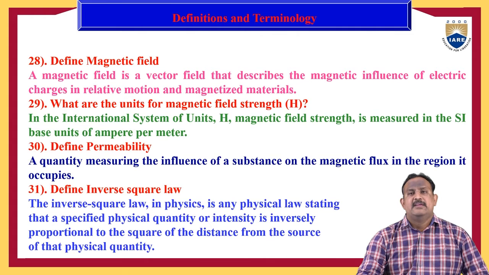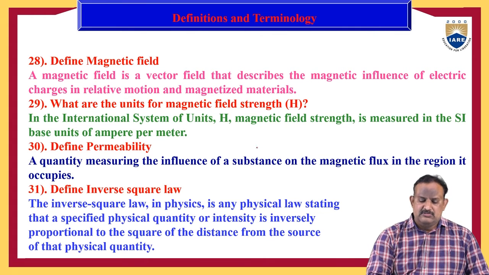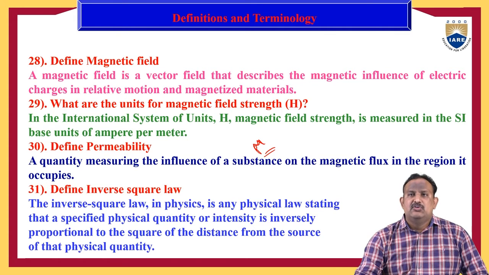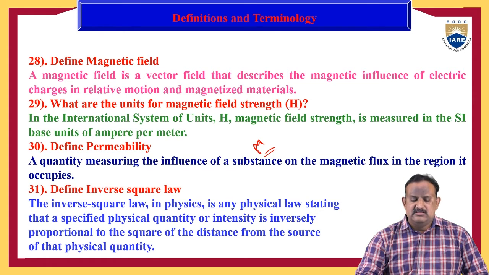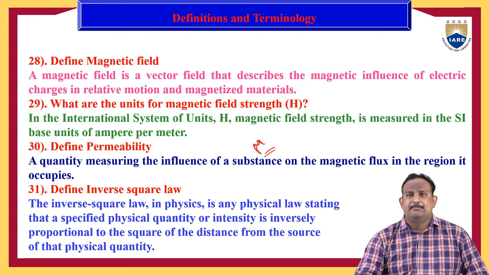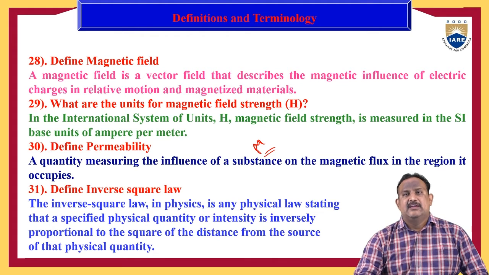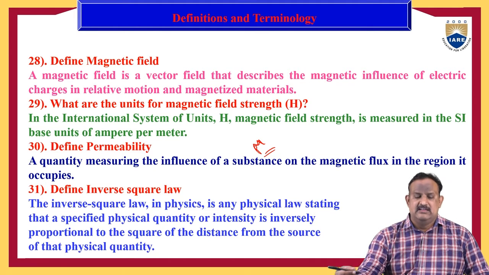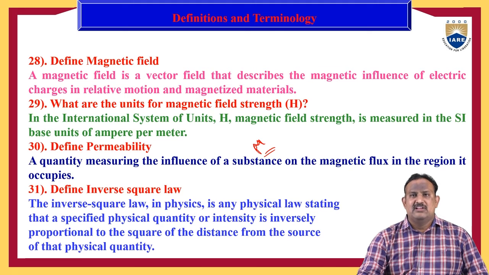Define permeability. Mu is known as the permeability. A quantity measuring the influence of a substance on the magnetic flux in the region it occupies is known as the permeability. I repeat the definition: a quantity measuring the influence of a substance on the magnetic flux in the region it occupies is known as the permeability of that particular field.